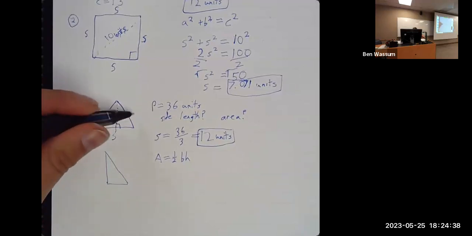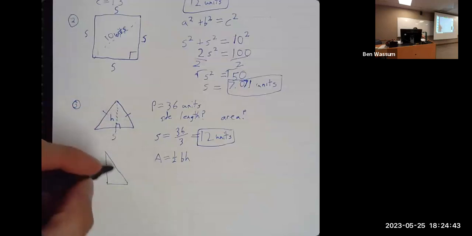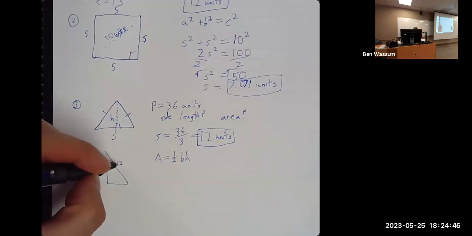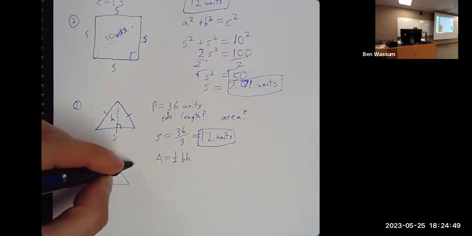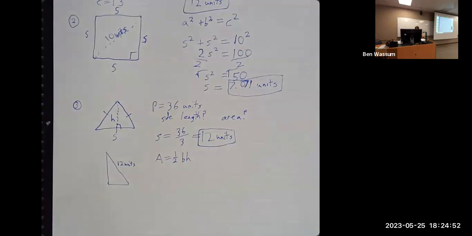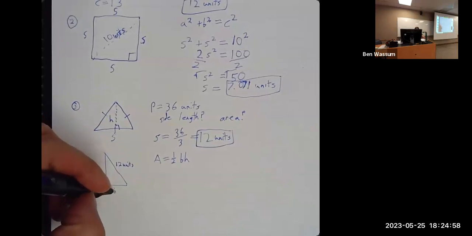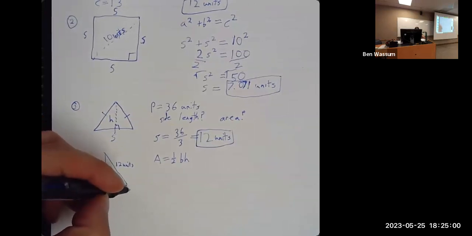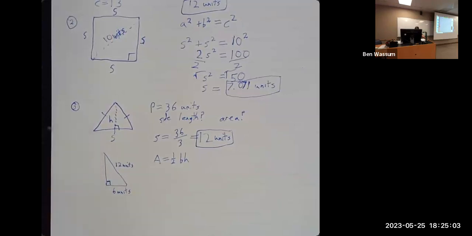So if I know every side of this thing is 12 units, then that means that this here, which is the same as the hypotenuse over here, is going to be 12 units. And then if this is 12 and I'm cutting it perfectly in half, this down here is going to be 6 units. But we still need to know what the height is. So in order to find that, we're going to have to use the Pythagorean theorem again.